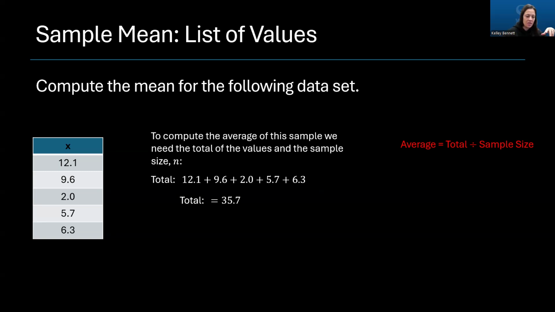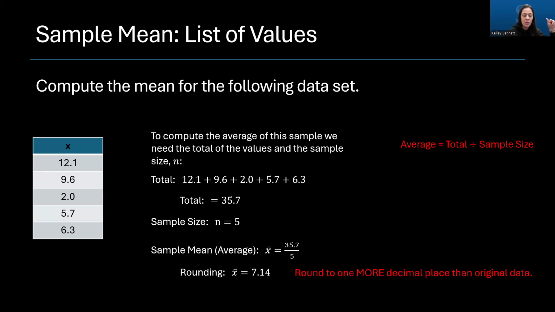Our sample size is just going to be how many values did we add up? And we can see there are 5. So our last step is the division, the total over the sample size. That gives us our sample mean, X bar, 35.7 divided by 5. And if I follow the rule, I get 7.14. And actually, if you put 35.7 divided by 5 in your calculator, you will get exactly 7.14. So there's really no rounding involved. Luck of the draw here.